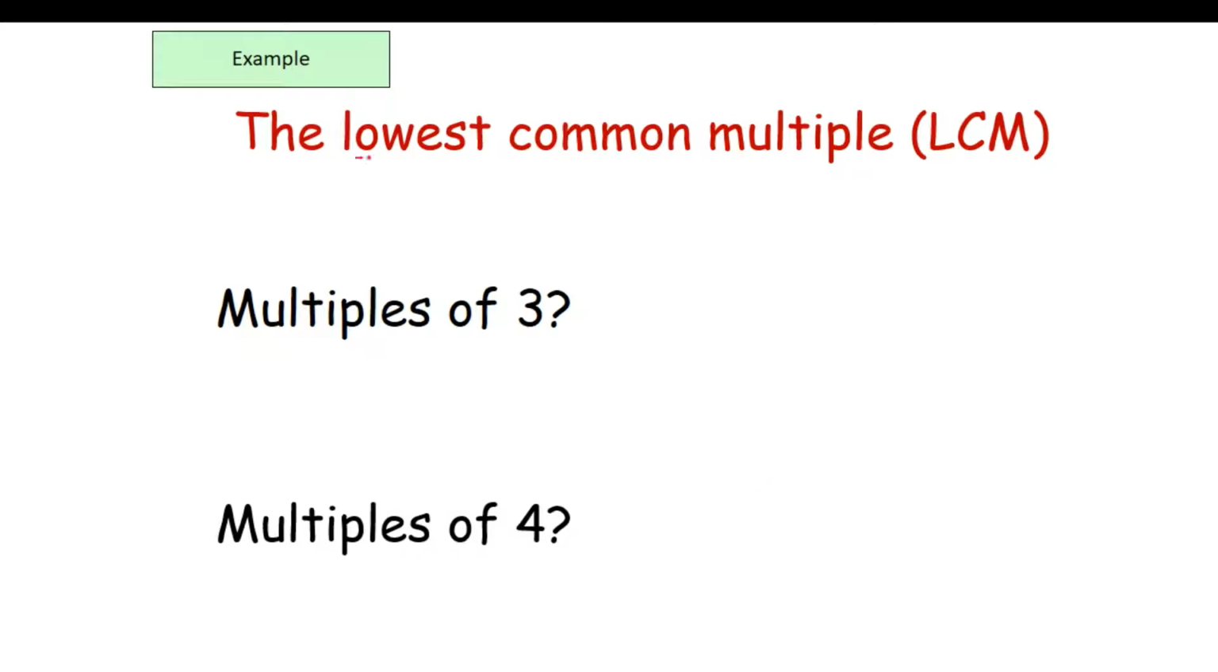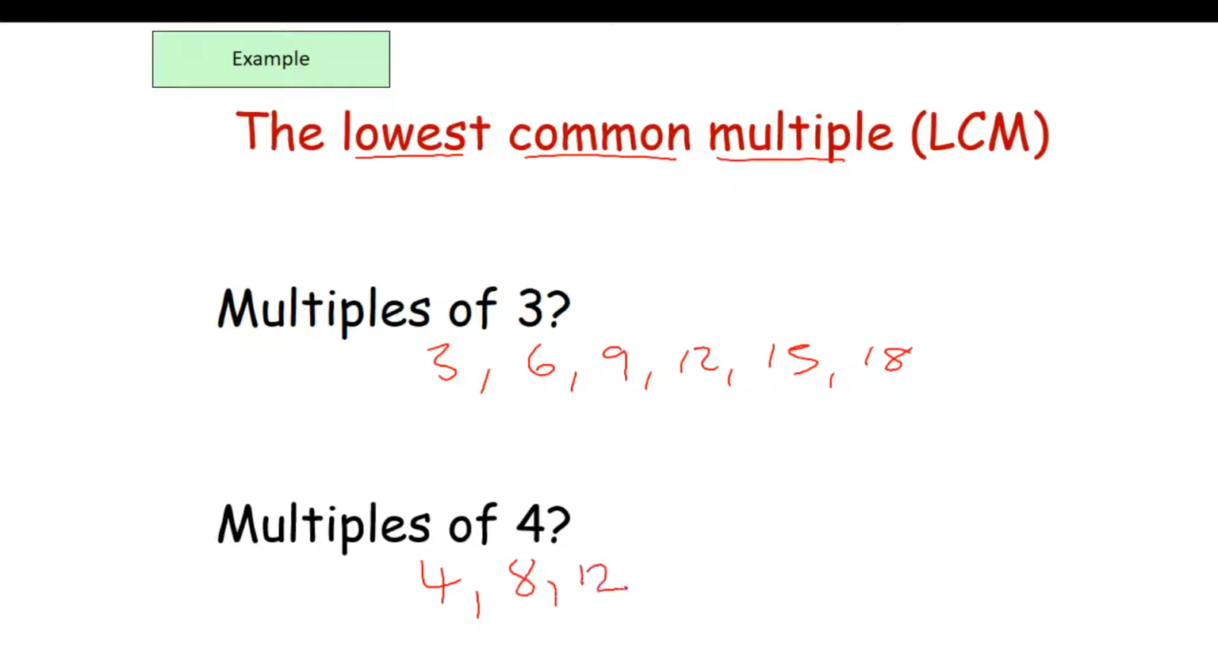So the lowest common multiple is the smallest number that is common to both lists of multiples. For example, here are the multiples of 3: 3, 6, 9, 12, 15, 18. And then for the multiples of 4, I've got 4, 8, 12, 16, 20. Now the lowest common multiple is the first number that is in both lists. So the first number in this case in both lists is 12. So what I would write is the LCM of these two numbers is 12.